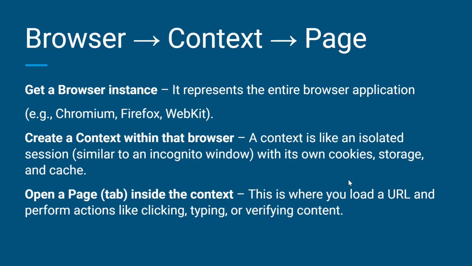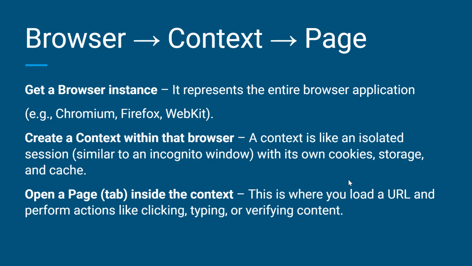So we have seen examples and now let's recap the concepts. Basically, if you want to launch a browser in Playwright without using their ready-made fixtures, then we have a three-step process: browser, context, and page. So we need to get the browser instance, which is basically the entire browser application like Chromium, Firefox, and WebKit.